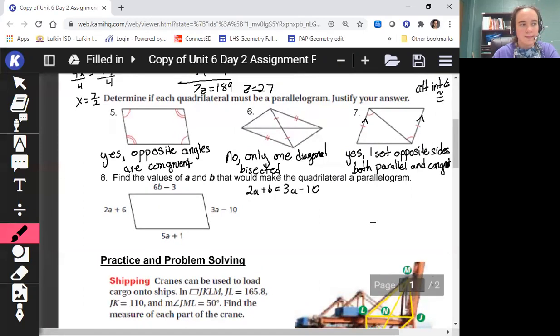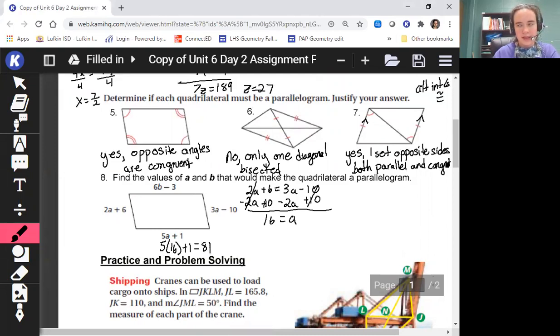And we're going to solve for A. Subtract 2A from both sides and add 10 to both sides. So we have 16 equaling A. So we've got A now. That means we can plug it in to our third side that has A. So 5 times 16 plus 1 is 81.